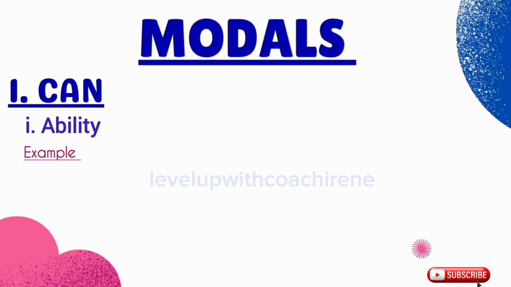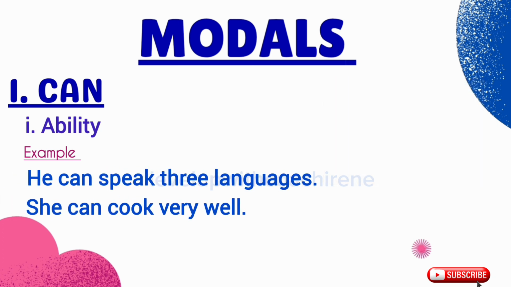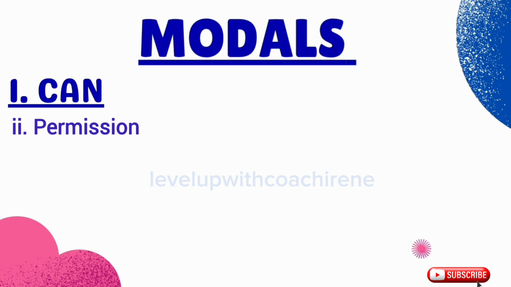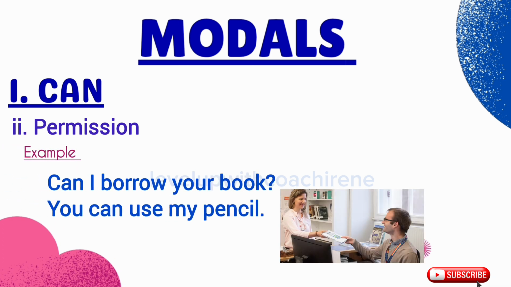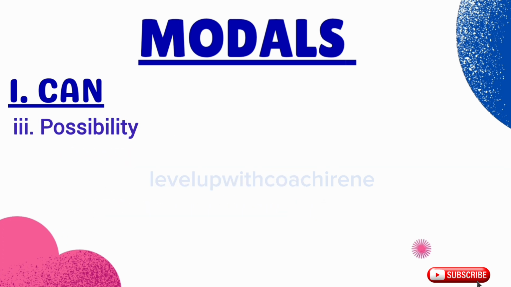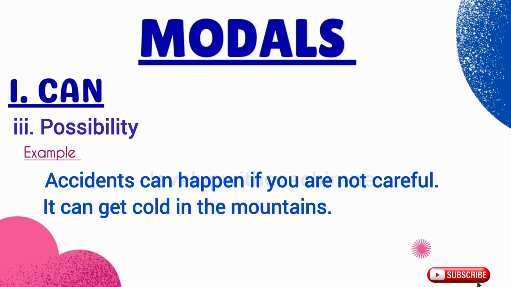For example, he can speak 3 languages. She can cook very well. Number two, permission. Can is used to ask for or give permission. For example, can I borrow your book? You can use my pencil. Number three, possibility. Can expresses that something is possible or likely. For example, accidents can happen if you're not careful. It can get cold in the mountains.